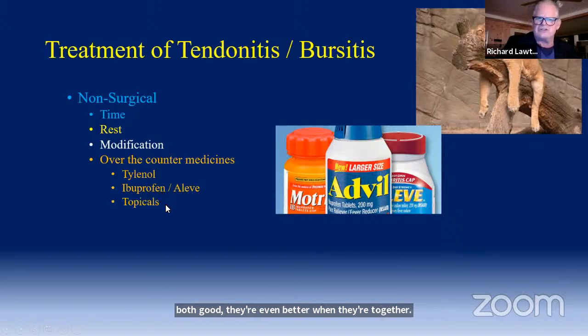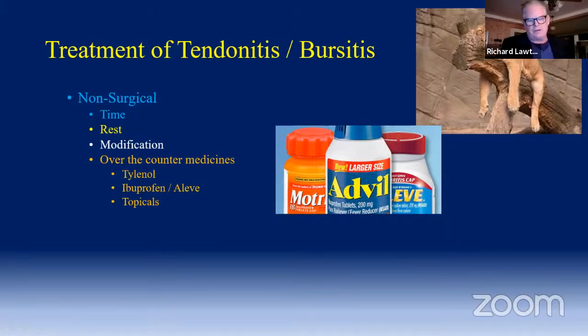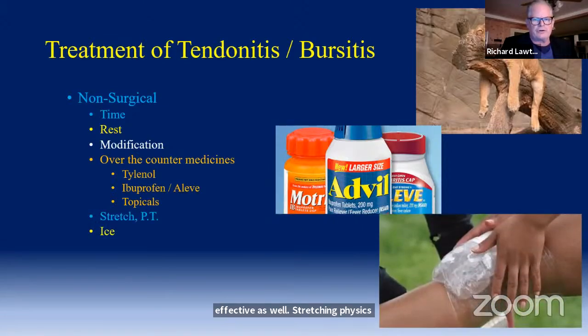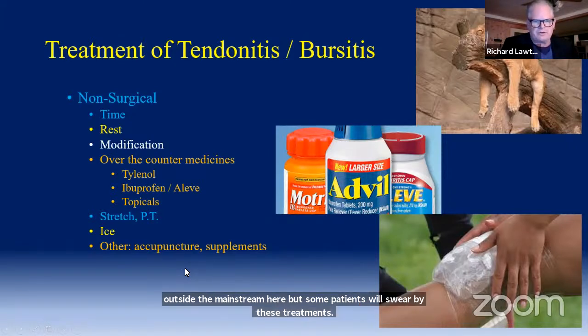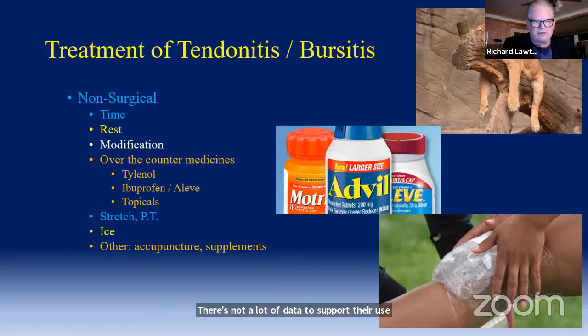Topical treatments such as topical ointments or lotions that you can buy over the counter at your market, at the pharmacy, Walmart, those things can be very effective as well. Stretching, physical therapy we mentioned earlier can be quite helpful. Ice is your buddy. Acupuncture, supplements, we're getting a little bit outside the mainstream here, but some patients will swear by these treatments. There's not a lot of data to support their use, but some patients will have very good outcomes if you add these adjuncts to regular, more conventional treatments.